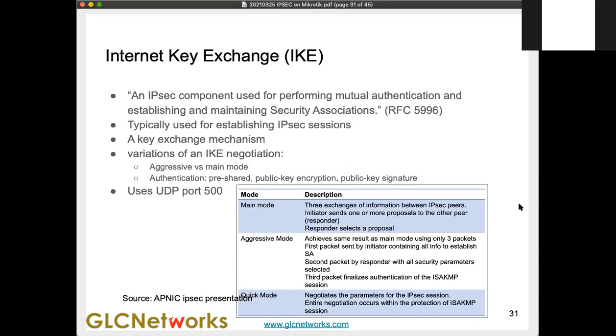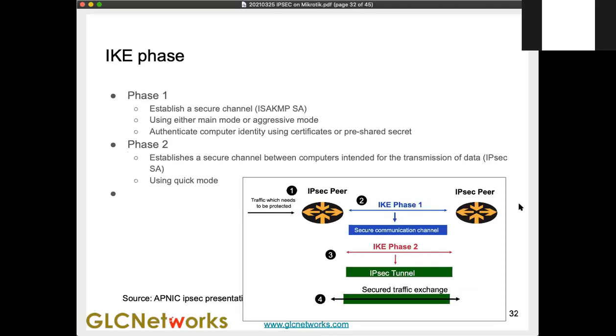So IKE has phases. Usually we have phase 1 and phase 2. Phase 1 is establishing the secure tunnel, either main mode or aggressive mode, checking the computer identity certificate or pre-shared key. After that, a secure channel is established between computers for data transmission.